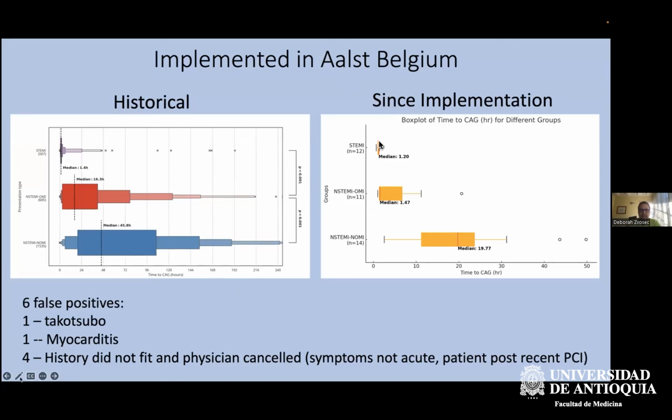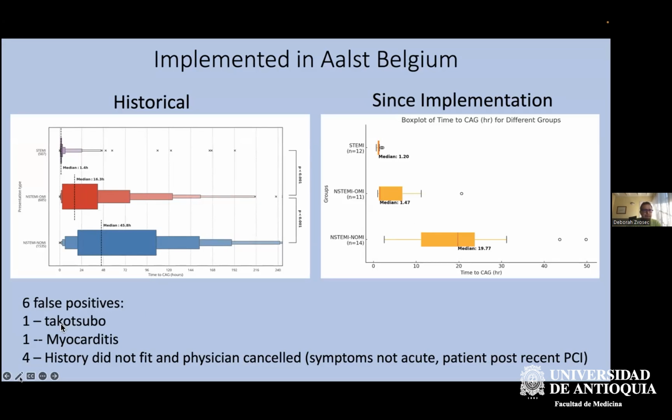And since implementation, there were 23 OMIs. 12 of them were STEMI, and the median time to reperfusion, 1.2 hours. For the NSTEMI OMI, which are 11, the median time to reperfusion was 1.47 hours. For the NSTEMI NOMI, where we're not occluded, it's 19 hours. Now look at that compared to historical. STEMI were 1.4 hours before, that's comparable. But NSTEMI OMI, previously, median time to reperfusion was 16.3 hours before the use of Queen of Hearts. Since the use of Queen of Hearts, NSTEMI OMI median time to reperfusion is 1.47 hours.